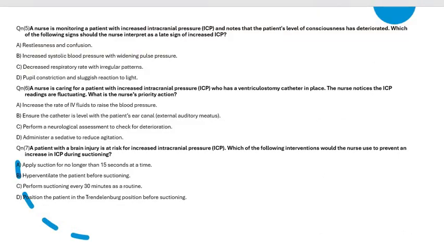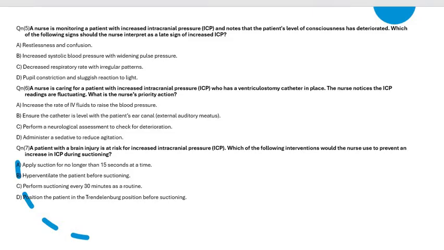Question number 5. A nurse is monitoring a patient with increased ICP and notes that the patient's level of consciousness has deteriorated. Which of the following signs should the nurse interpret as a late sign of increased ICP? Restlessness and confusion. Increased systolic blood pressure with widening pulse pressure. Decreased respiratory rate with irregular pattern. Pupil constriction and sluggish reaction to light. One of the late reactions of increased ICP is your Cushing triad, which indicates increased systolic blood pressure, widened pulse pressure, and bradycardia. Other signs such as restlessness or confusion occur in the earlier phase of the process.